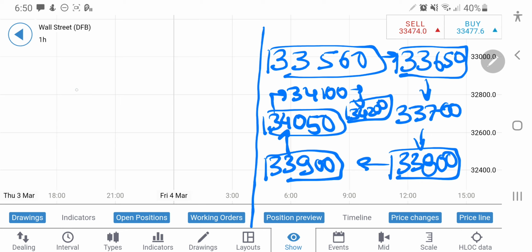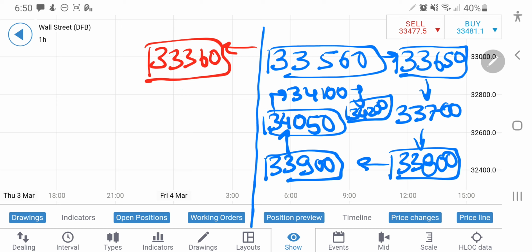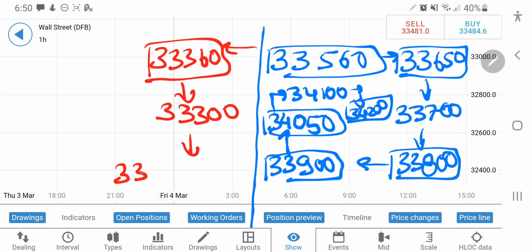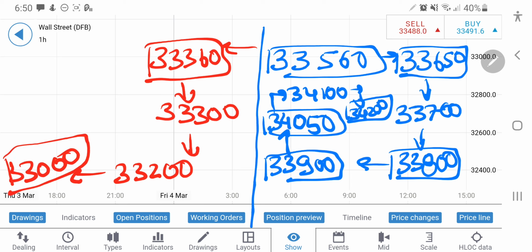Take your positions accordingly. On the downside, if you see it breaking 33,360, you can take a short entry there. 33,300 is going to be a stronger support. Below 33,300 you can again expect it to hit 33,200, and below that it is going towards 33,000 levels. It can go till there. These are wild volatile times. It can go below 33,000 levels also.